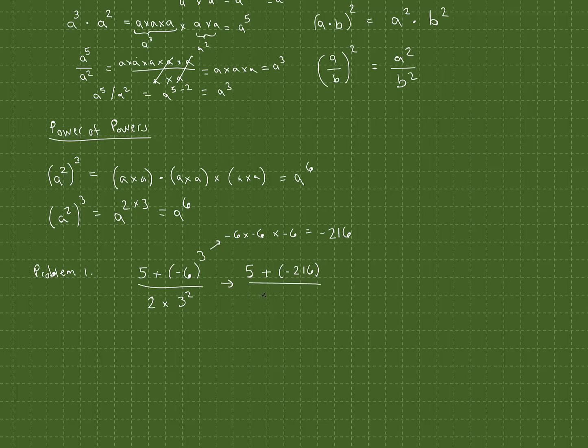Well, order of operations, we're still on our powers, so we say 2 times 9. Next up is multiplication and division. We do have a multiplication step here, so I'll say 5 plus negative 216 over 18. Well, now we can do our addition and subtraction. So what is 5 plus negative 216? That gives me negative 211. So this becomes negative 211 divided by 18. You could go ahead and do the division and get a decimal answer here, but I'm just going to leave it like this, so I'm going to say we are done. So we have successfully simplified this expression.